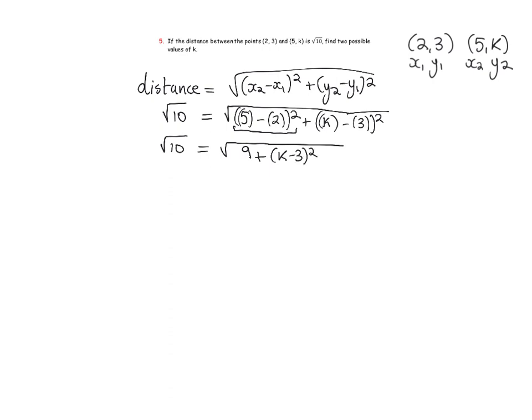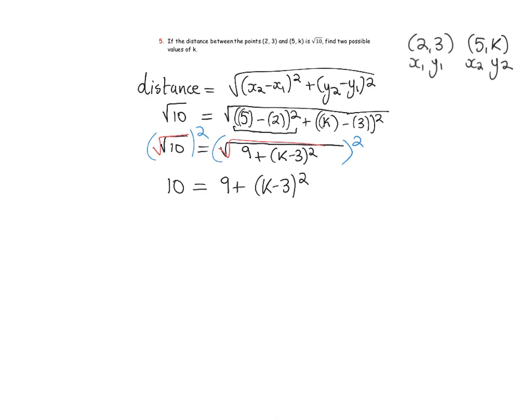As you can see here, I've gotten rid of the brackets because there are no weird signs or anything going on, so it can just stay as k minus 3. The next thing we have is a square root on each side. I hope you can remember from algebra, to get rid of a square root, we just square both sides. So then we'll be left with 10 is equal to 9 plus (k minus 3) squared. I'm hoping that is okay.